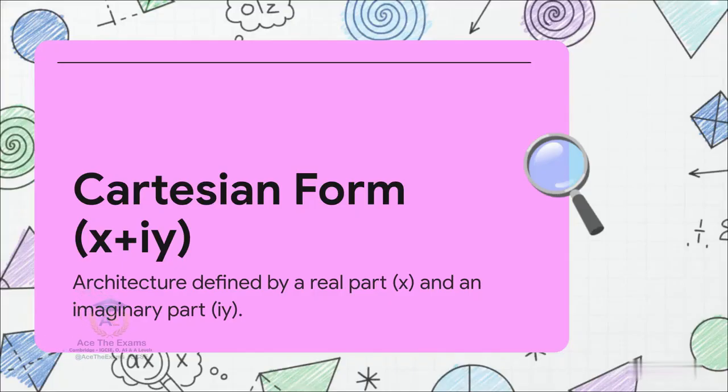The Cartesian form x + iy is an architecture defined strictly by a real part, which is x, and an imaginary part, which is iy. Grasping this requires total, uncompromising precision.